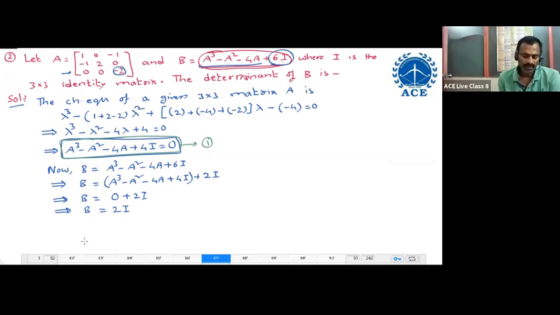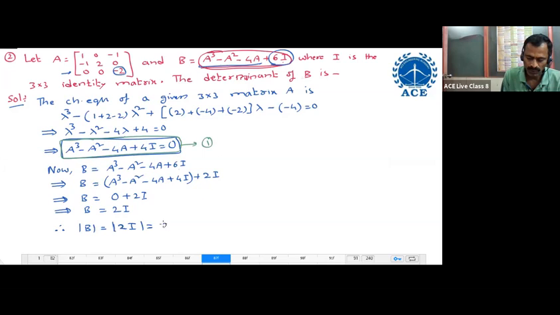So finding the determinant of B is the same as finding the determinant of 2I. Therefore, determinant of B equals determinant of 2 into I. Use one of the properties of determinants. It is in the form of the determinant of a scalar multiple of a matrix.